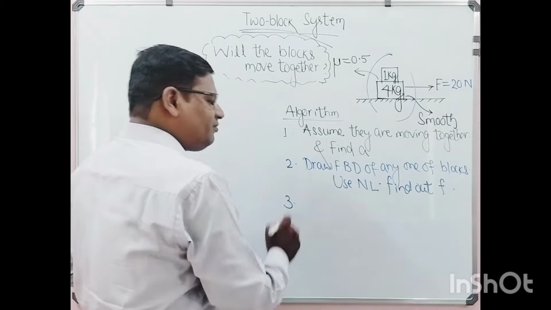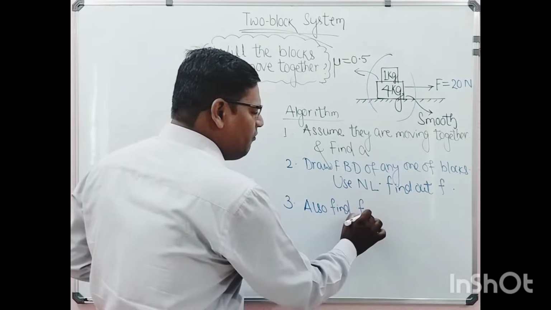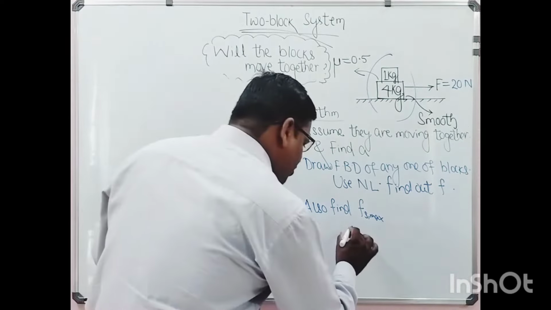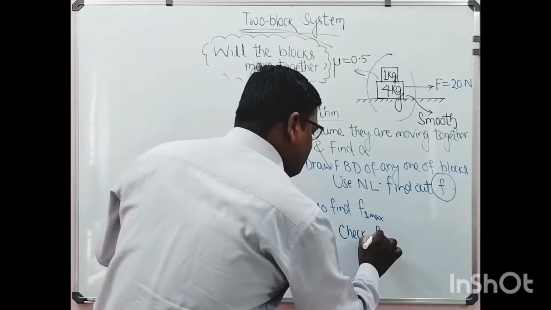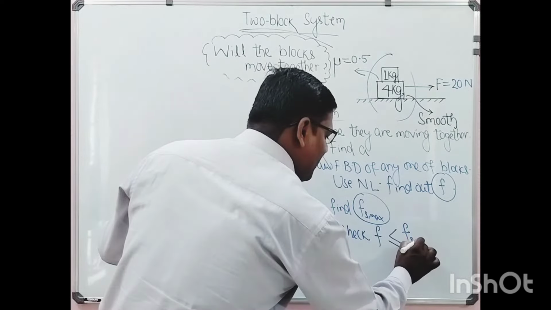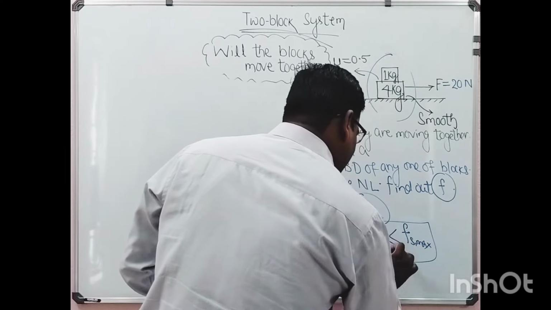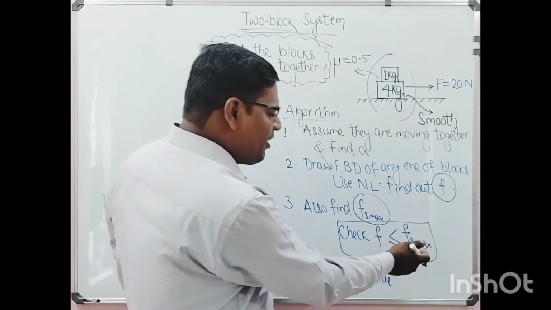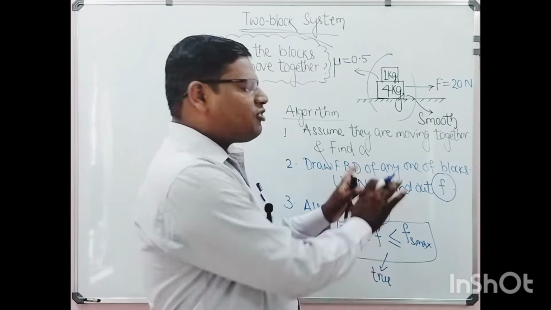And then in the third part, you also find the maximum value of static friction possible between the blocks and then perform this check. What check should you perform? Check if the friction you have calculated in step 2 is less than the maximum value of static friction which you have calculated in step 3. After performing this check, if you find that this is true, that the value of friction you got in step 2 is less than the maximum value of friction you got in step 3, then our solution is correct.